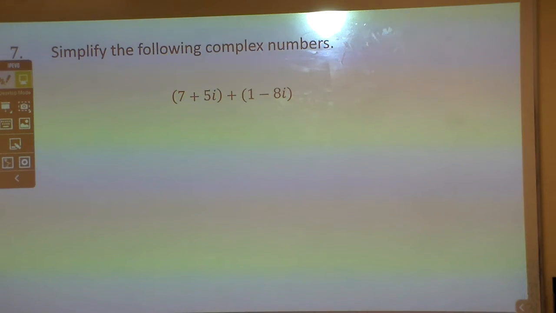Okay, complex numbers. First off, you kind of almost treat them like x's, except for one little thing. You can't have more than one x. But basically, I'm going to add the 7 and 1 because they're the same. And I'm going to add the 5i and negative 8i, which makes the 7 and 1 together make 8. And the 5i minus 1 makes minus 3i. So your answer is 8 minus 3i.